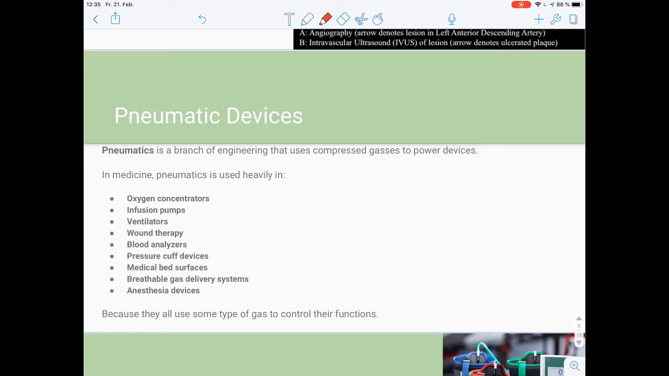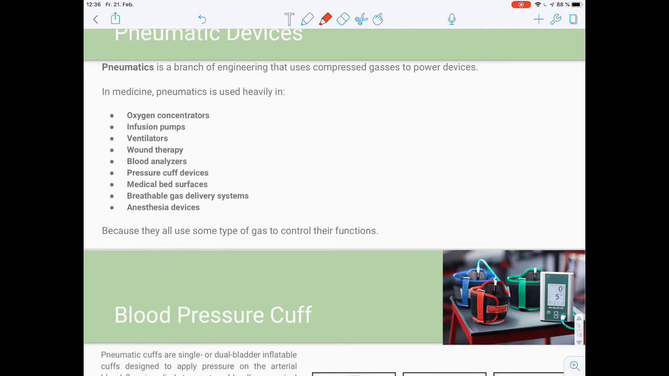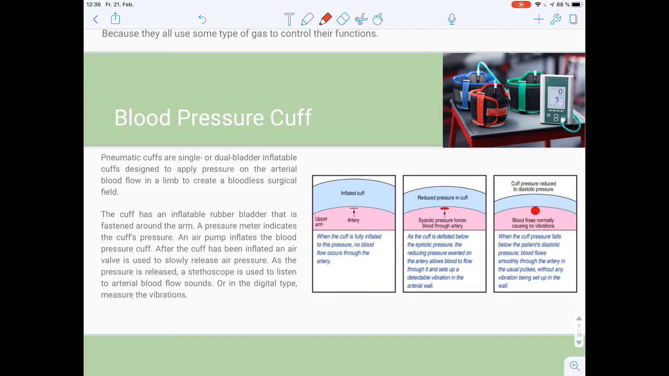So as we can see, pneumatics in the field of medicine is very important, and many devices are used, and some of them are diagnostic devices, diagnostic technology. The first one is the blood pressure cuff. This is a device that is used to measure the blood pressure of a patient, and it is also used to create a bloodless surgical field. It uses an inflatable cuff, as we can see here in this figure.